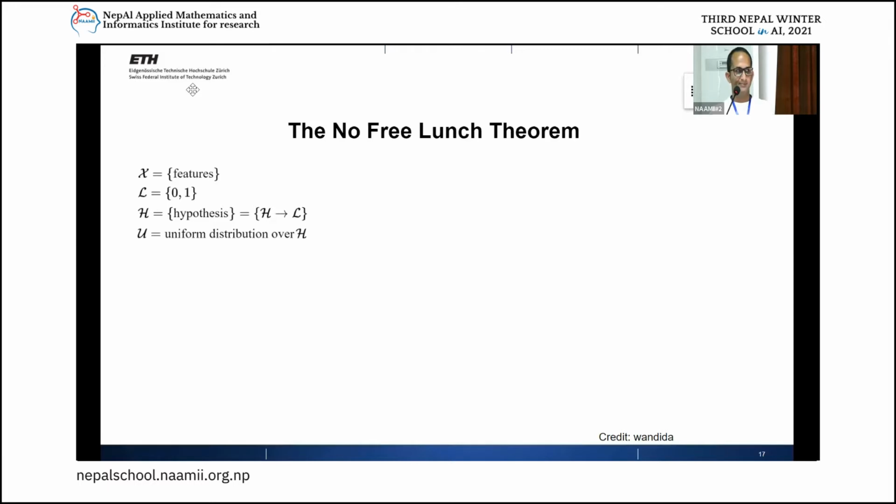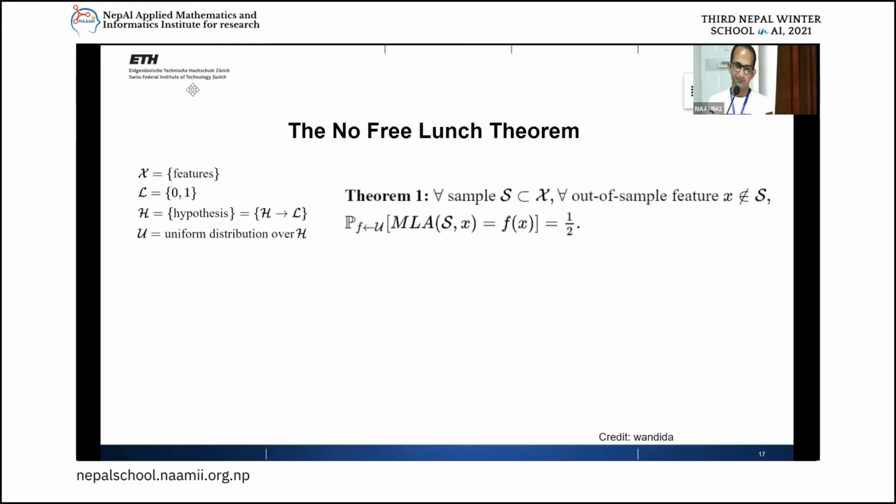So here X is one set of features. Y is the binary label, 0 or 1. Let's say head or tail. H is the hypothesis that basically maps the data, so that it generates the label. And then U is the uniform distribution over the hypotheses. Okay, maybe this is a bit tricky, but let's just go to the mathematics directly. Okay, this may look scary, but it's going to be super simple. All right, so S is my training data. X not in S means my inference data.